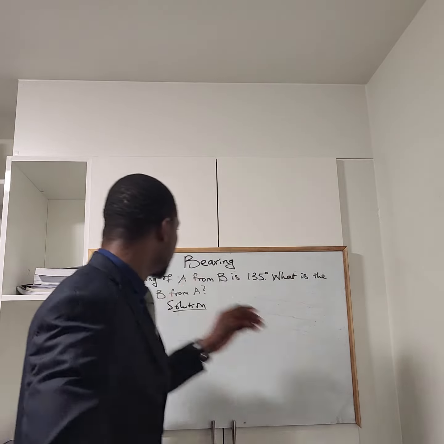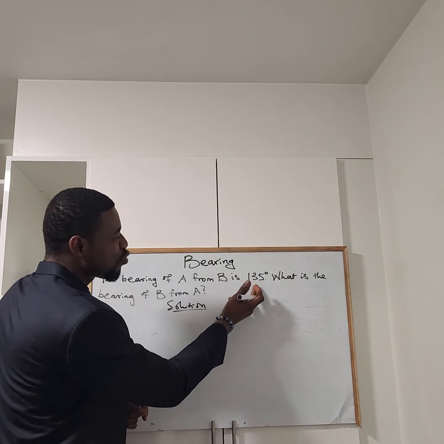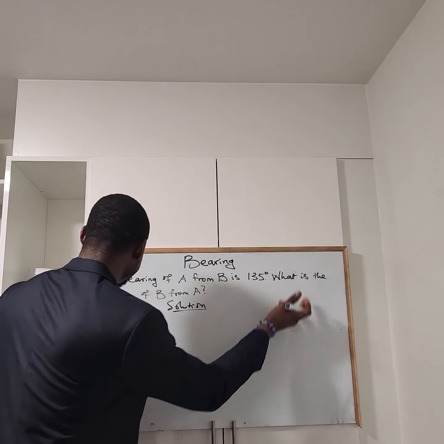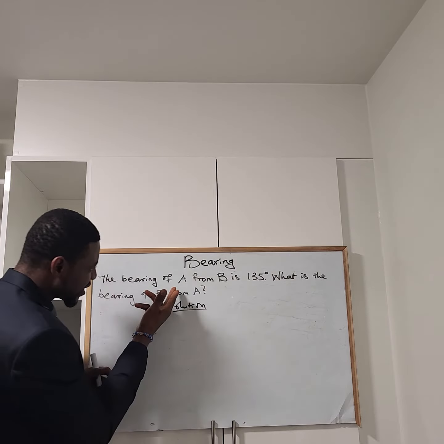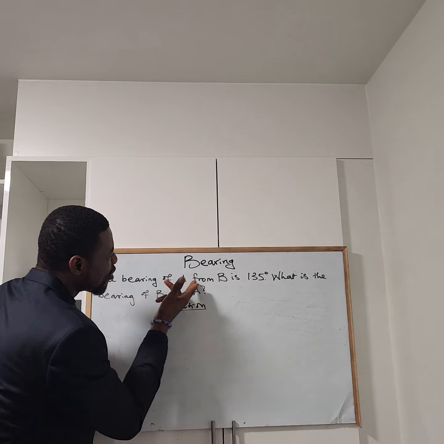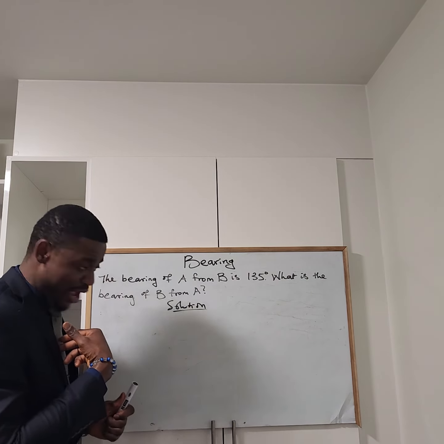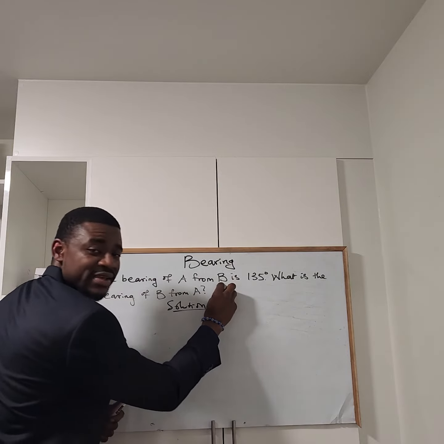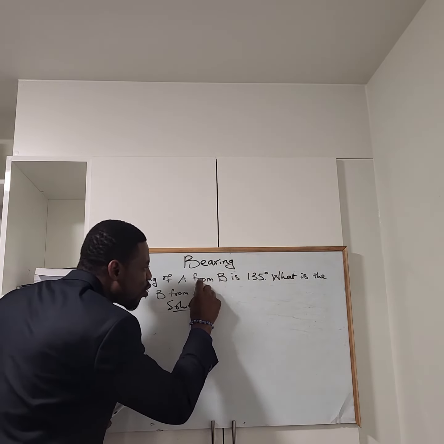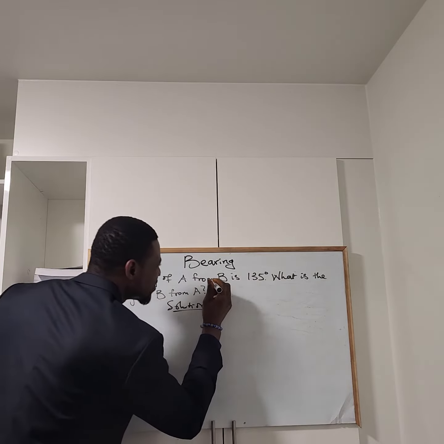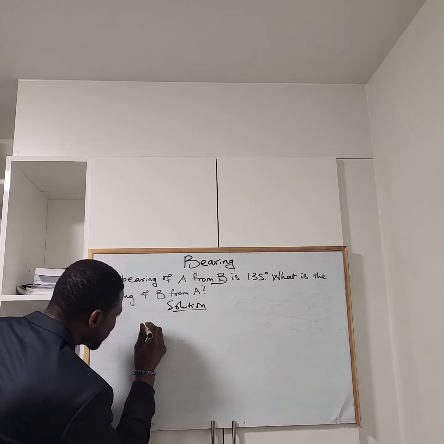All right, so the question says the bearing of A from B is 135 degrees. What is the bearing of B from A? Watch again. The bearing of A from B, that means A is coming from B. Are you getting the point? So you're starting with B. The bearing of A from B, from, that's the keyword, from. So we can underline it, from. So it means you are starting with B.